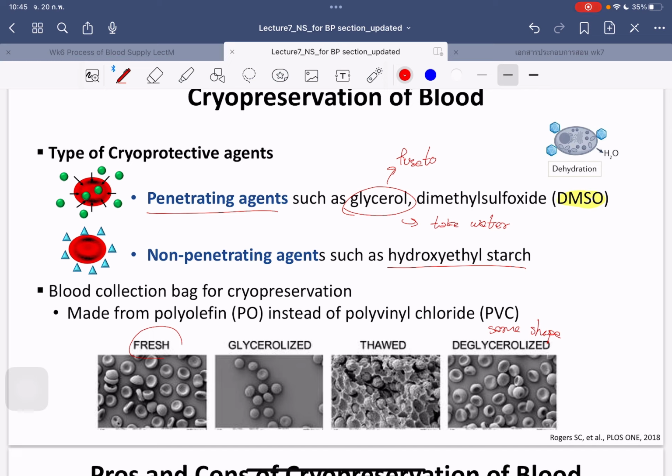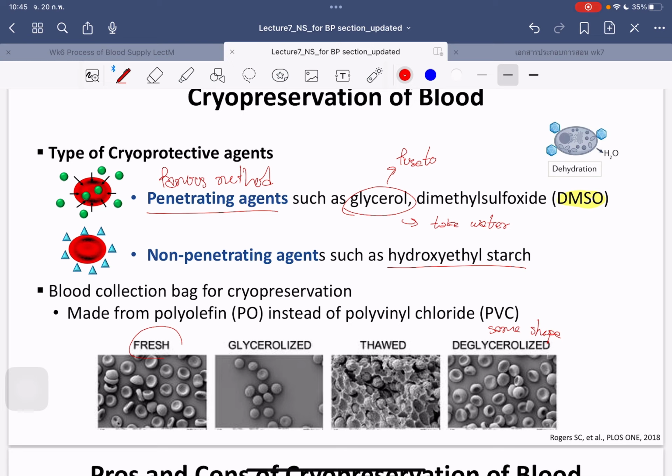It seems non-penetrating is better, right? I think so, but the famous method today is glycerol as the cryoprotective agent. And the important thing is that when you freeze red blood cells, you cannot just freeze at 0 degrees Celsius. You have to deep freeze in liquid nitrogen.